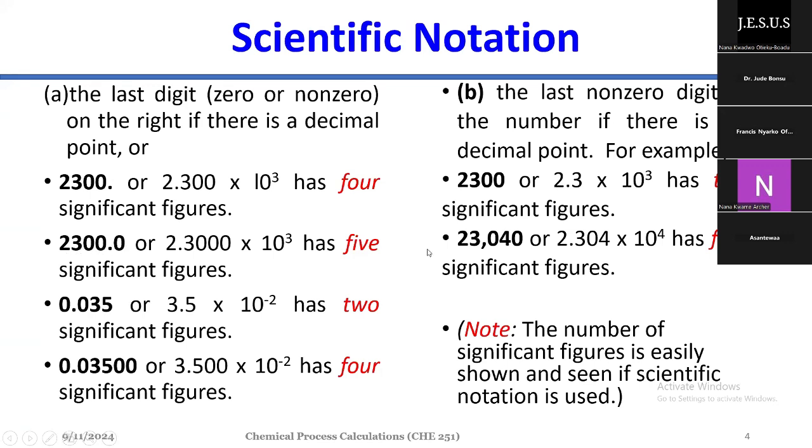And then the next rule is the last non-zero digit of the number if there is no decimal point. So when there is no decimal point like this, you see with this one, we had a decimal point here. But if there is no decimal point, when you write 2,300, then the number of significant figures will just be the non-zero numbers, right? So just 1, 2. However, if you have a zero in between two non-zero numbers, you are going to count that zero as part of the significant figures. So when you have 23,040, we are going to count 1, 2, 3, 4. Then you end there because there is no decimal point.